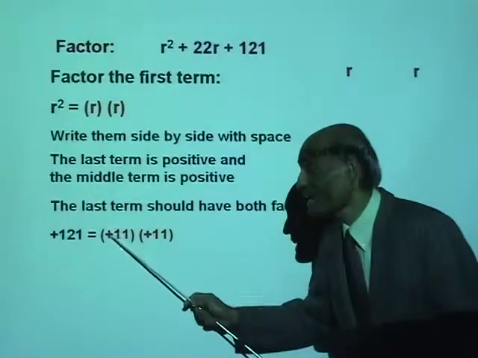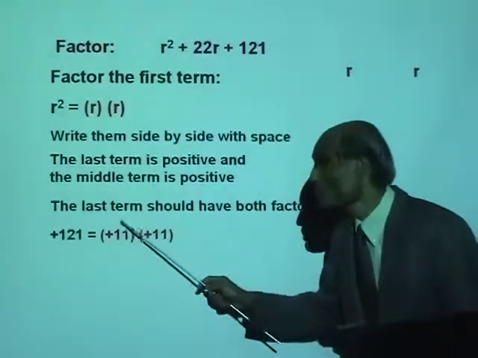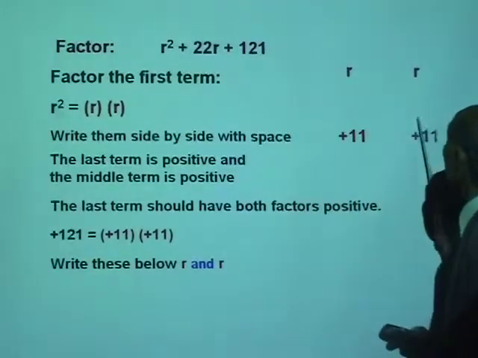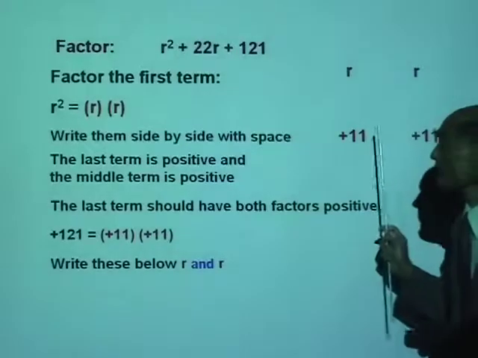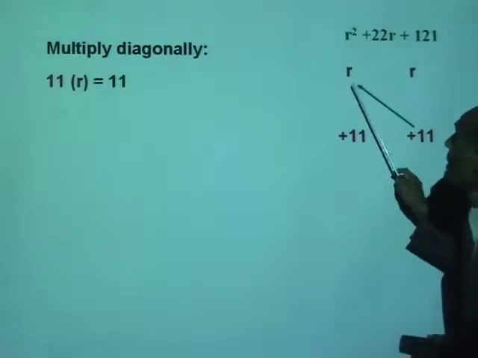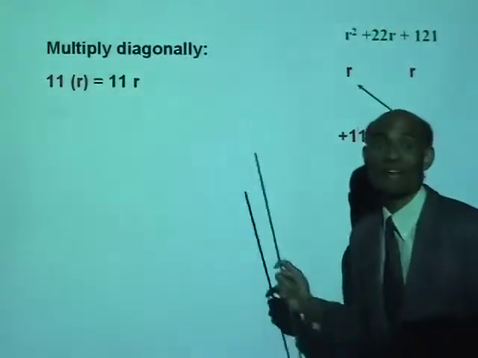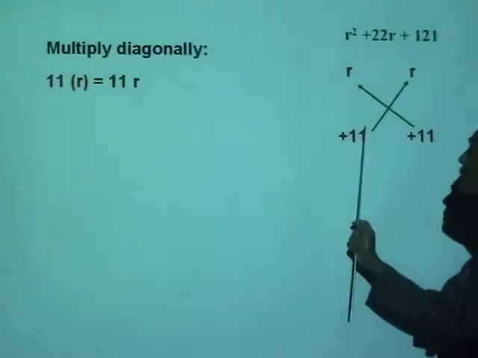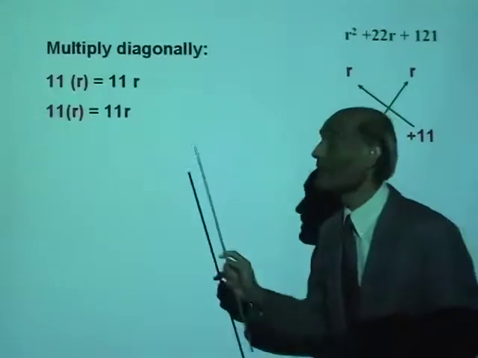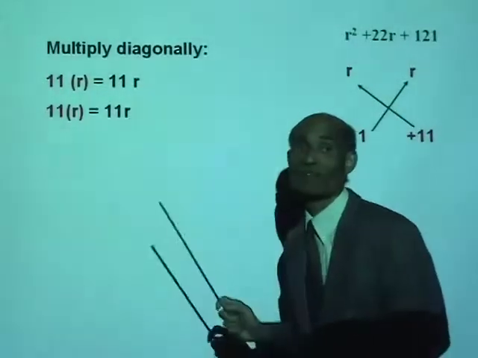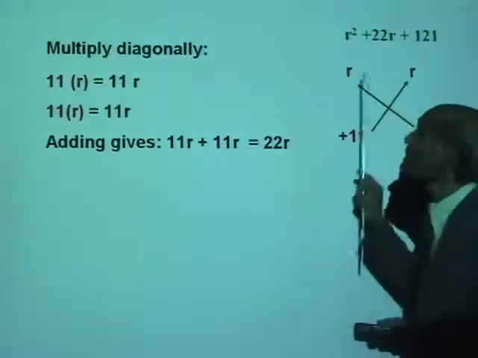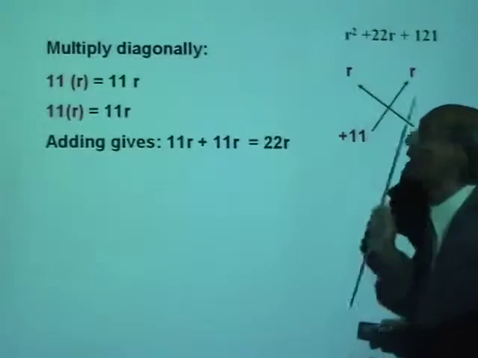Now use that sign as a guiding principle. And what do we do with these factors? Write them below r and r. And now multiply diagonally. What do you get? 11 times r is positive 11r. The second 11 times r is again positive 11r. And now add them together. Adding them gives you 22r. And 22r is your middle term.